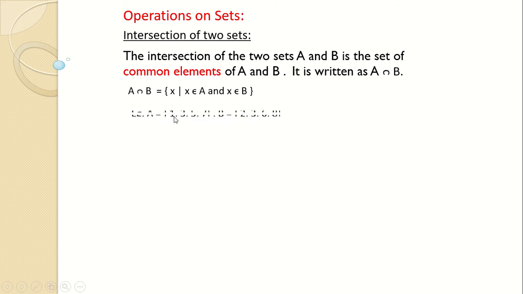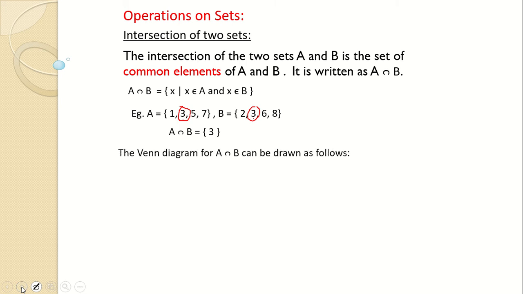Okay, so we will try to understand what is intersection with the help of an example. Now set A has elements 1, 3, 5, 7. Set B has elements 2, 3, 6, 8. Now, what is common here? In these two, I can see the element 3 is common. So, we can say that this element 3 belongs to A intersection B.